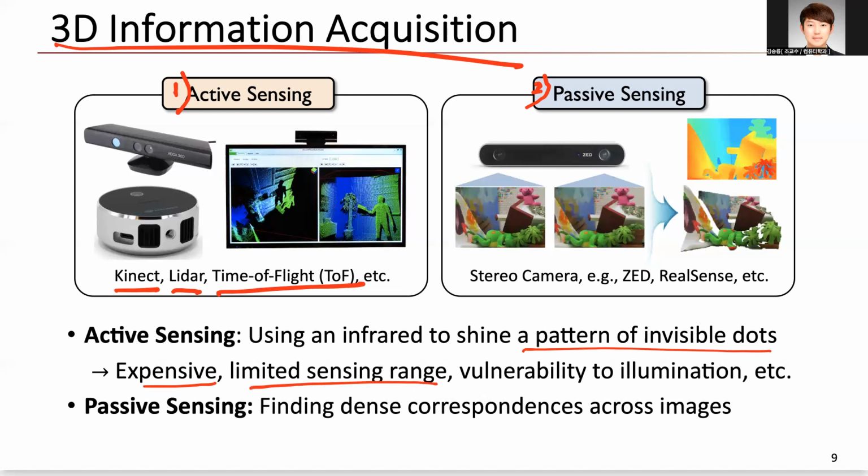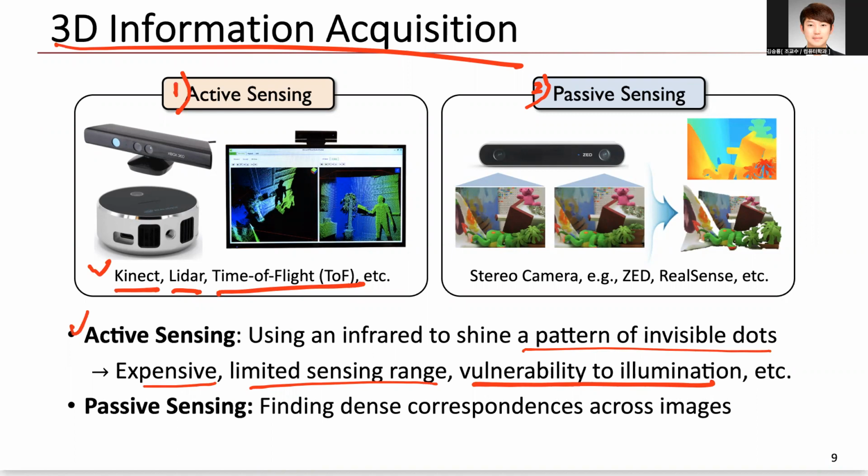If we consider the Kinect camera, it is very vulnerable to the illumination condition, because we cannot use this kind of Kinect or TOF camera outdoors, because it is very, very sensitive to the illumination condition. So it has pros and cons.